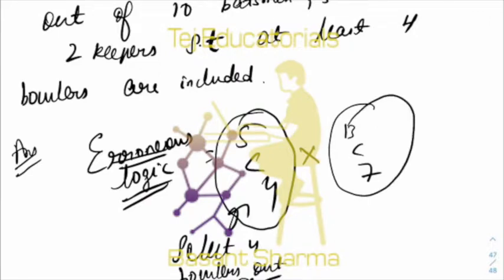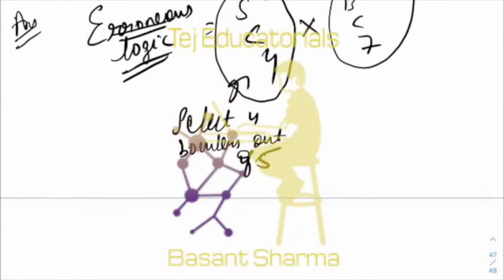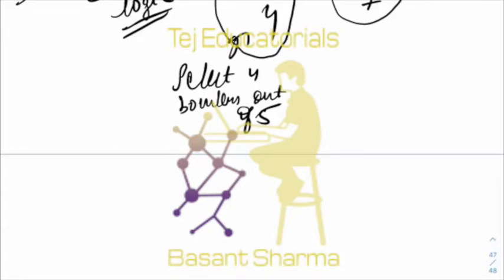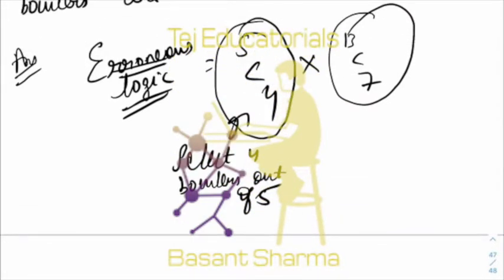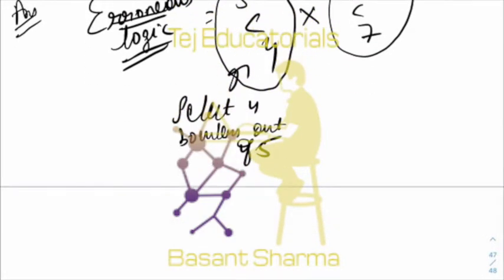So in that, either one bowler can be included, or the remaining bowler will not be included. So anyways, at least 4 bowlers are included. Okay, but the problem is, I am emphasizing this again and again, that whenever we apply the multiplication rule, that is the fundamental principle of counting, it includes all possible orders.